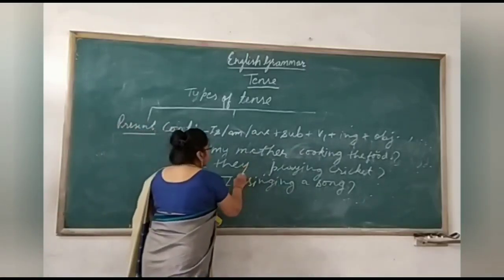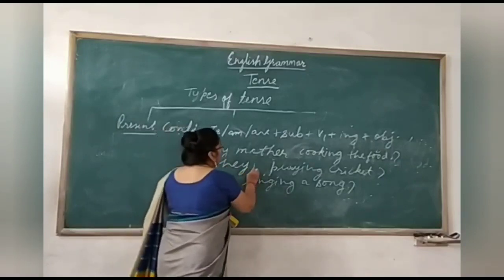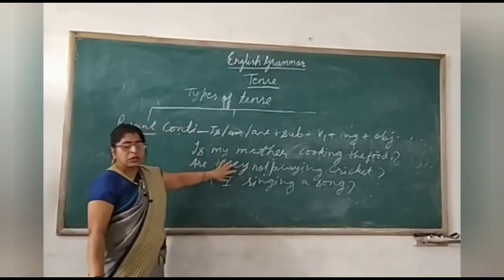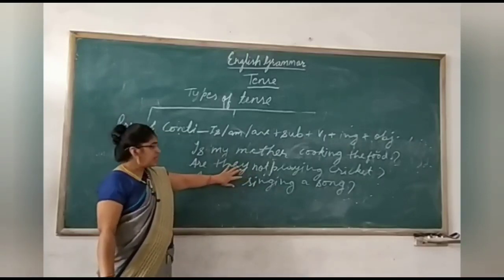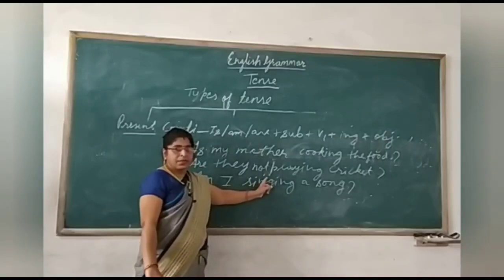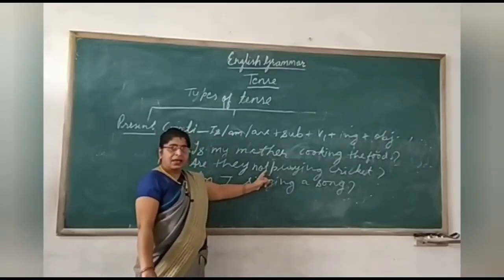This is the interrogative sentence. Suppose that if you write, are they not playing cricket? This is also correct. This is also an interrogative sentence. But this sentence is called interrogative negative, because not is there. Clear?